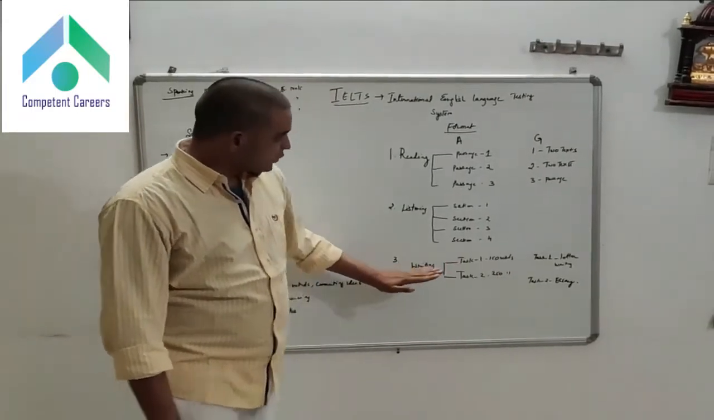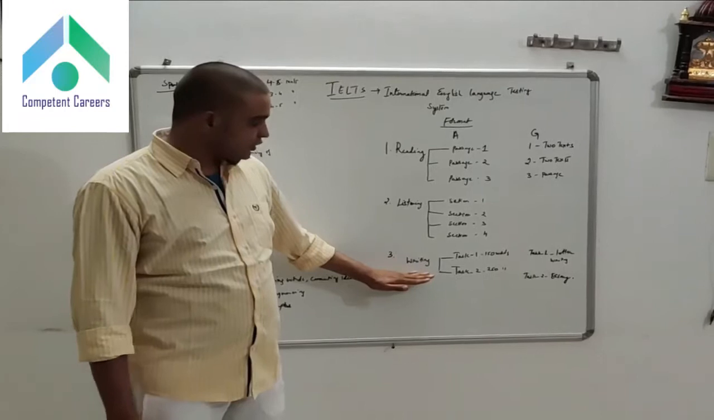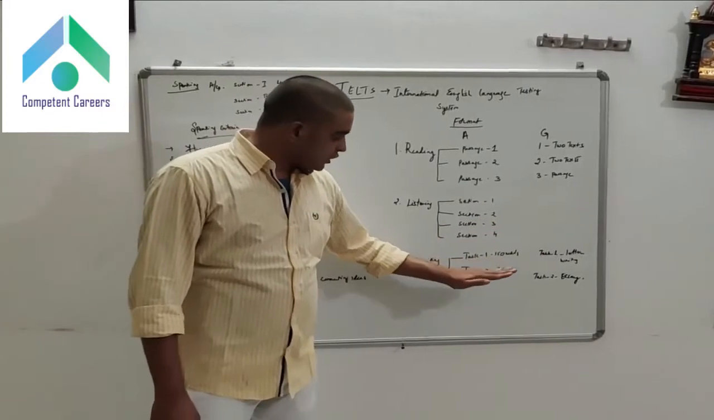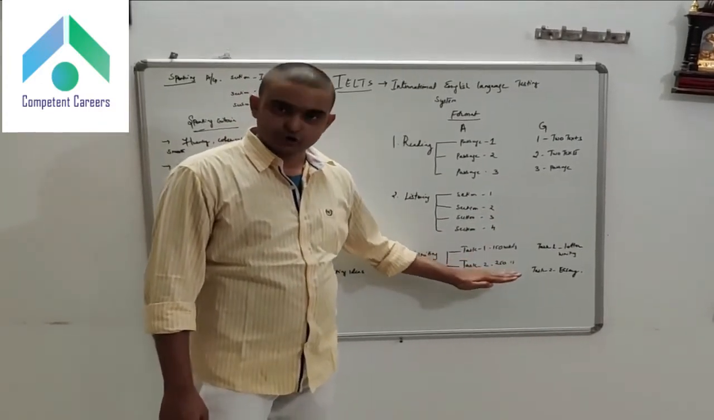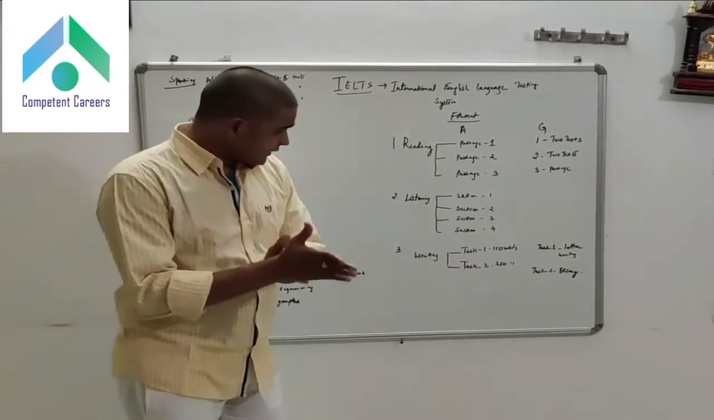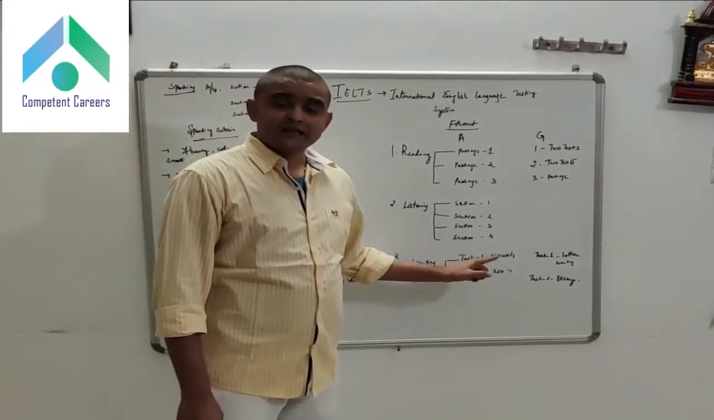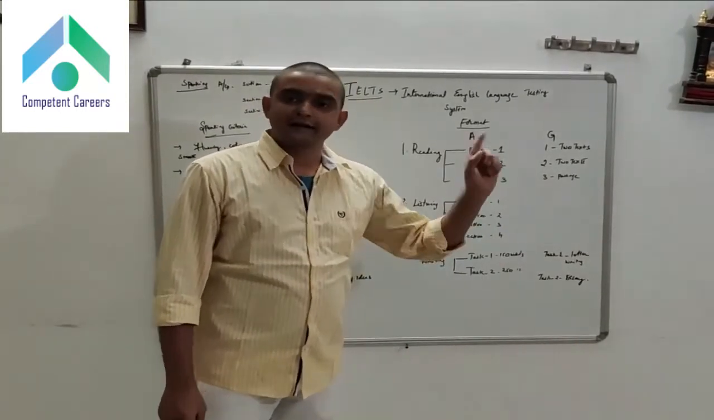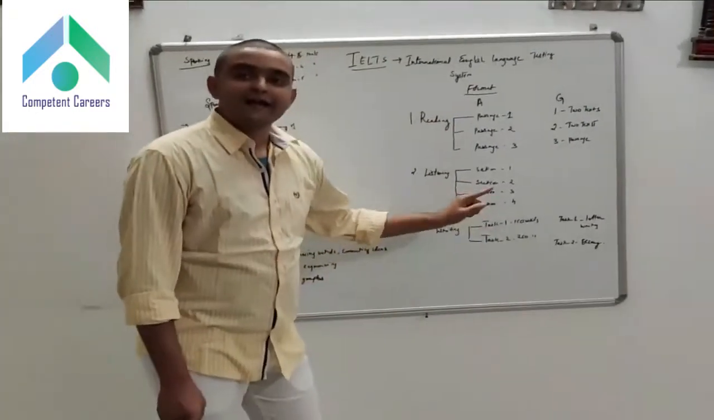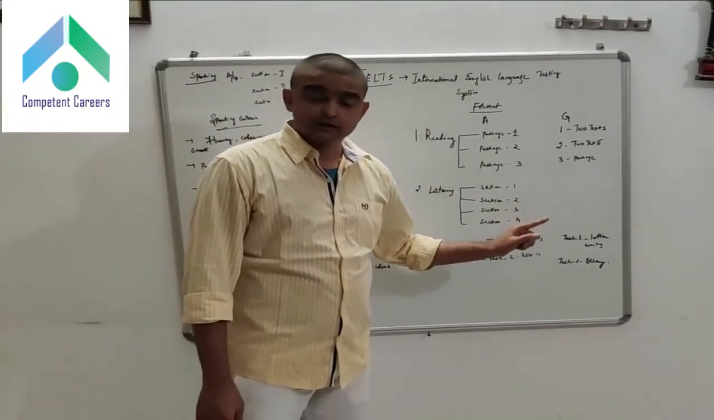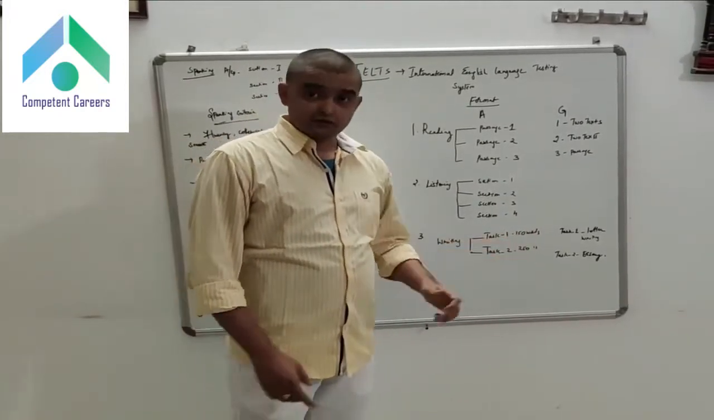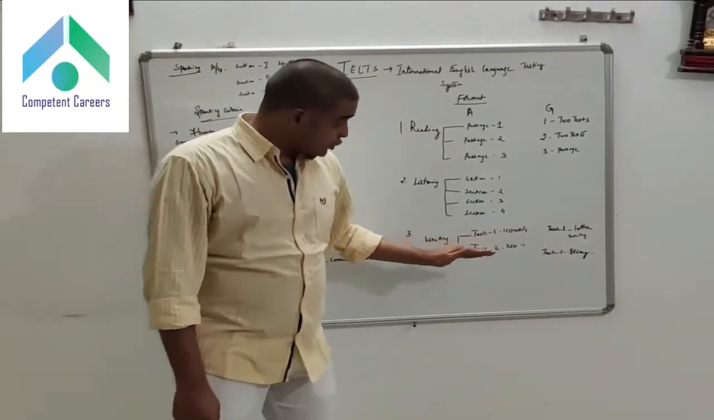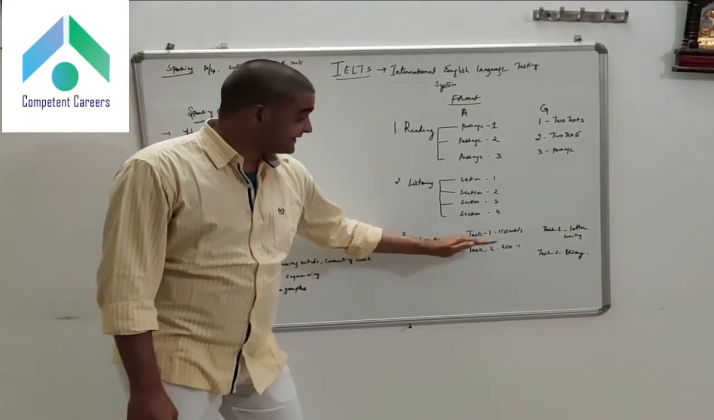Now, within the 1 hour you are given to work on the writing module, 20 minutes should be spent on task 1 and a good 40 minutes on task 2. Now, task 1 accounts for 1/3 of your overall writing module score. Task 2 carries 2/3 of weightage in your overall writing module. So keep in mind, you are always supposed to be spending more time on task 2 than task 1.